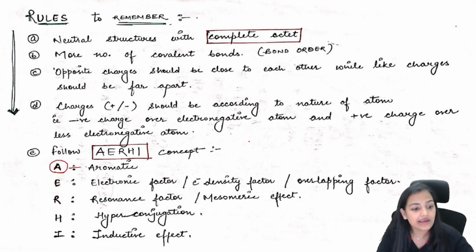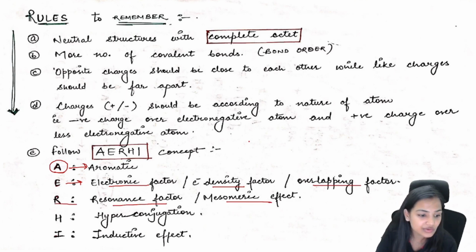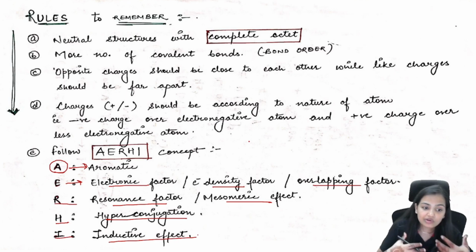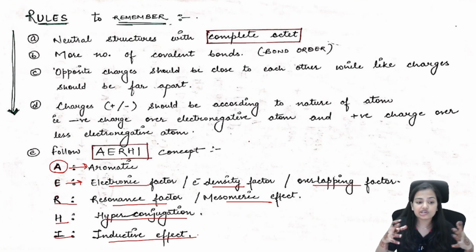So A is for aromatic, E is for the electronic factor or the electron density factor or the overlapping factor, R is for the resonance factor, that is the mesomeric factor you can consider. H is for the hyperconjugation, and I is for the inductive effect. So this is point number 5. If we follow this concept, what does this mean? This means that if any of the structures is aromatic, it has to be more stable.